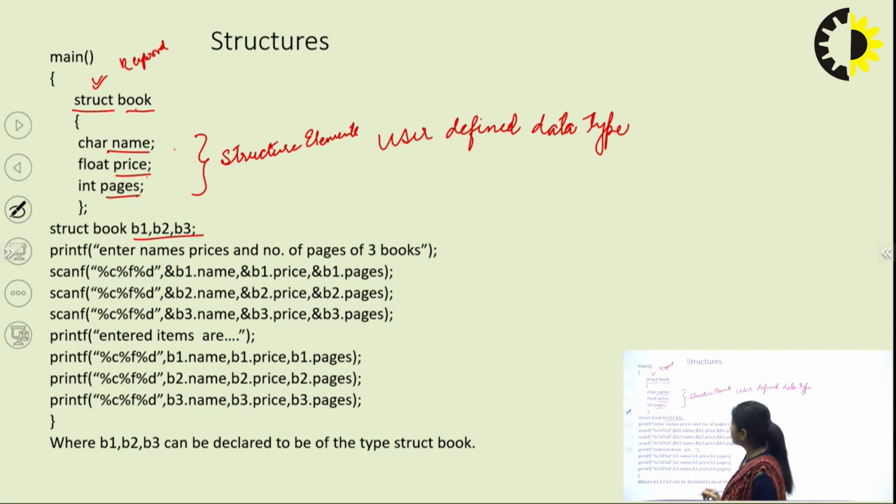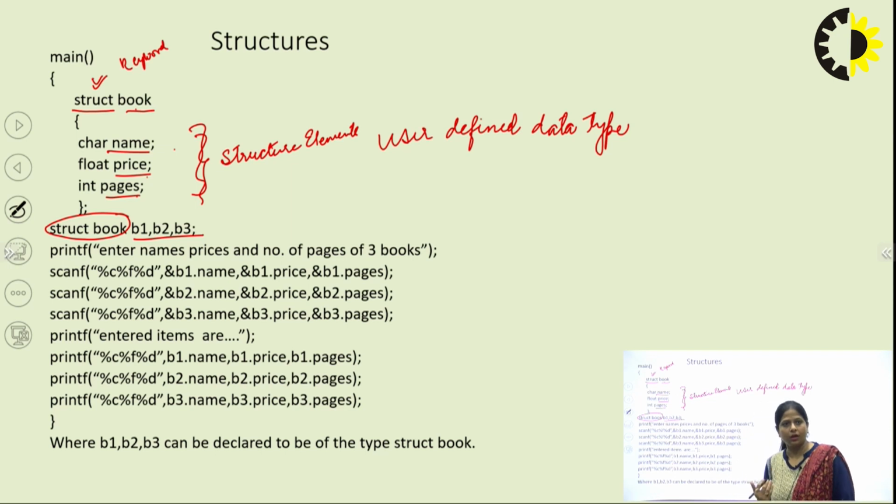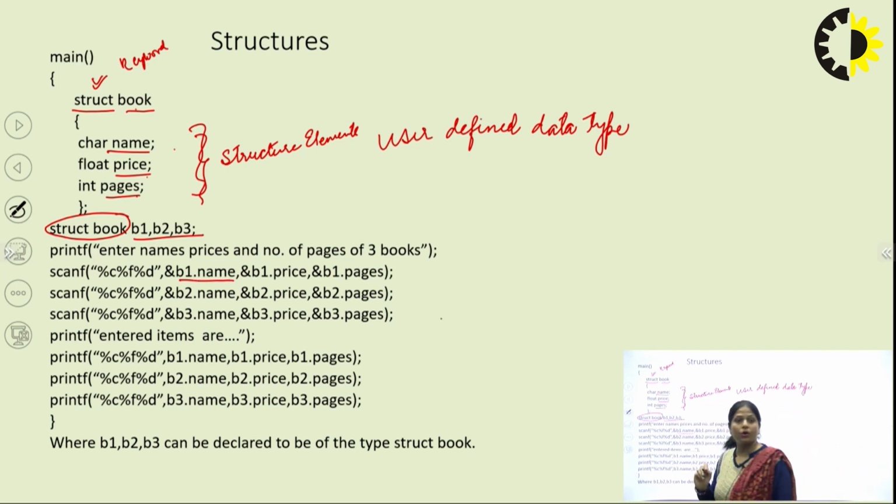Now I'm going to declare the variables of data type struct book. B1, B2, B3. What are these variables? These are the variables of type structure. Which structure? Book, which I have created over here. Fine. Now how can I read the record for this book? For that, we use the dot operator, right?